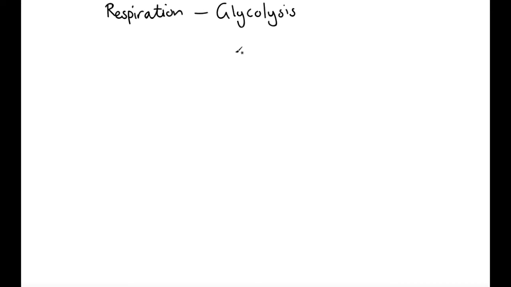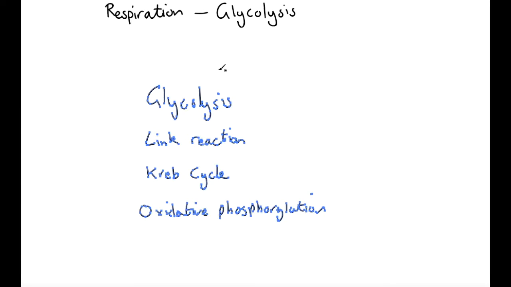Now, aerobic respiration has 4 stages. You have glycolysis, the link reaction, Krebs cycle, and oxidative phosphorylation. As I said, this video is only going to discuss glycolysis, but it will talk about what happens in the beginning parts of aerobic respiration and what happens in anaerobic respiration.